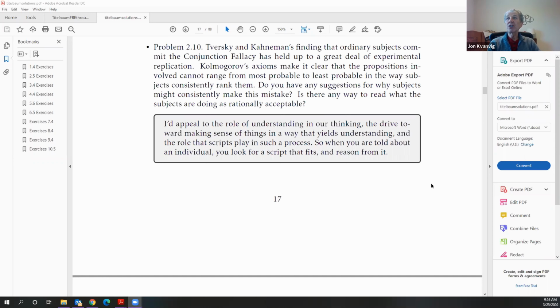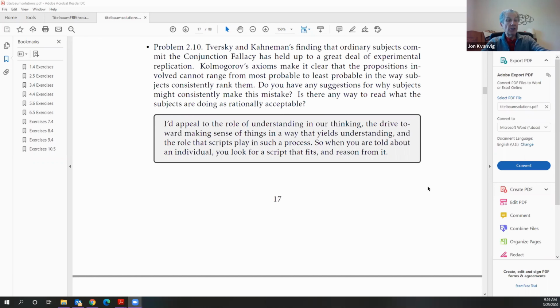Do you have any suggestions for why subjects might consistently make this mistake? Is there any way to read what the subjects are doing as rationally acceptable? Now, this is another one of those open-ended questions. There's lots of things that can be said. The one that generated an interest in the literature is just the flat-footed response. That's just stupid. It's never rationally acceptable to violate the probability axioms.